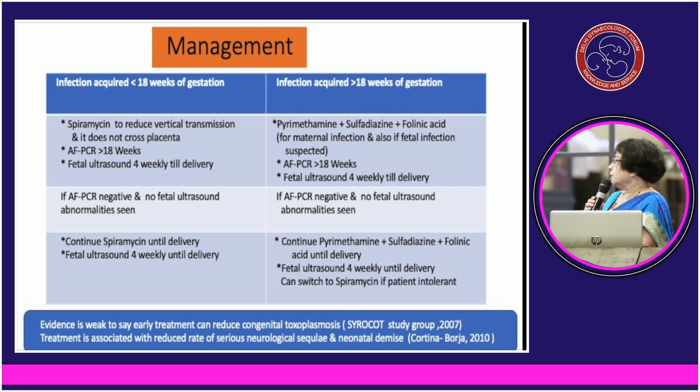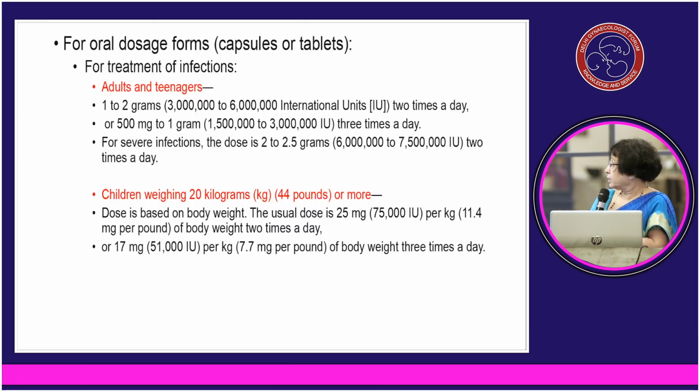Evidence is weak to say that early treatment can reduce congenital toxoplasmosis, but treatment is definitely associated with a reduced rate of serious neurological sequelae and neonatal demise. So can we say that congenital toxoplasmosis will be totally eliminated? No. The serious side effects would be reduced.